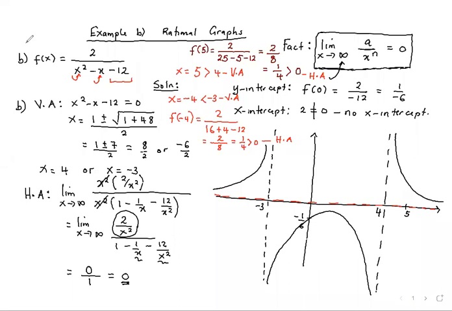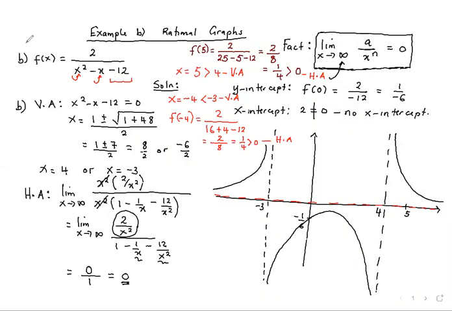Okay, thank you, sir. Then, sir, when you want to test, is it always that for the left side, you have to choose a value of x that is less than the vertical asymptote, and on the right, you choose one which is bigger? Yes.